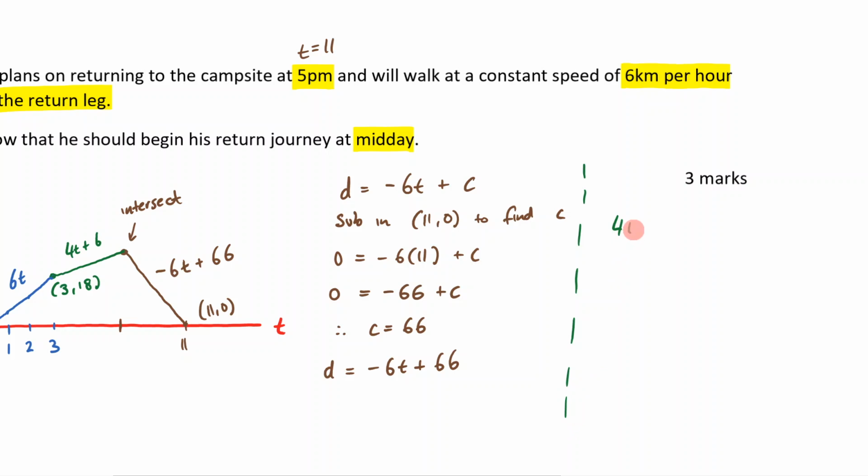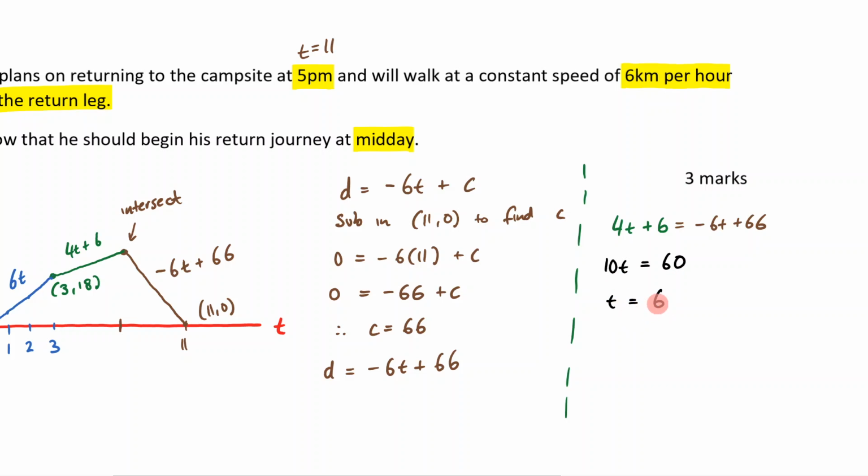I'm going to go 4t plus 6. And then I'm going to set that equal to negative 6t plus 66. So that's what I've got. Now I'm going to solve this. So I'm going to plus 6t to both sides. That will give me plus 10t over here, or minus 6 from both sides, which will give me 60 here, which means t has to be equal to, well, 60 divided by 10 is 6.